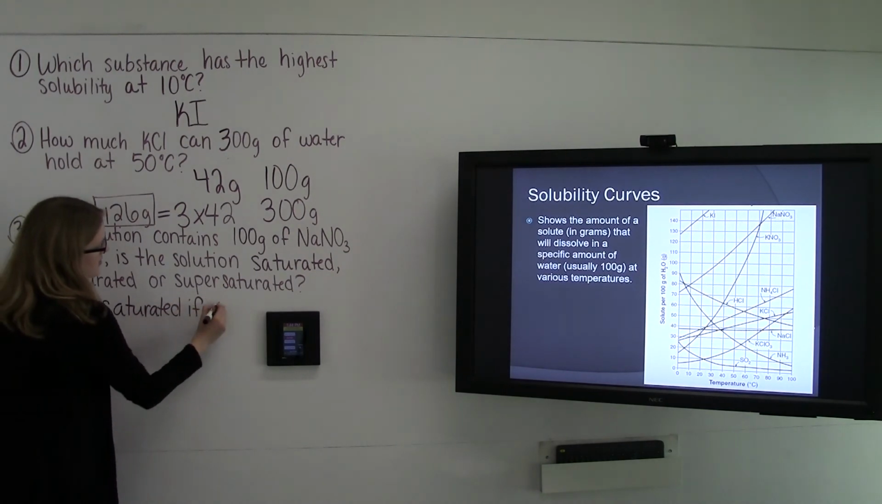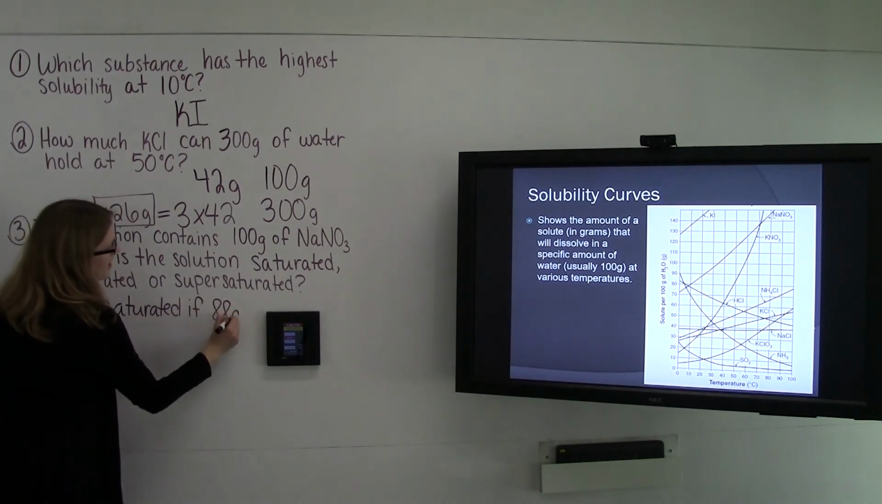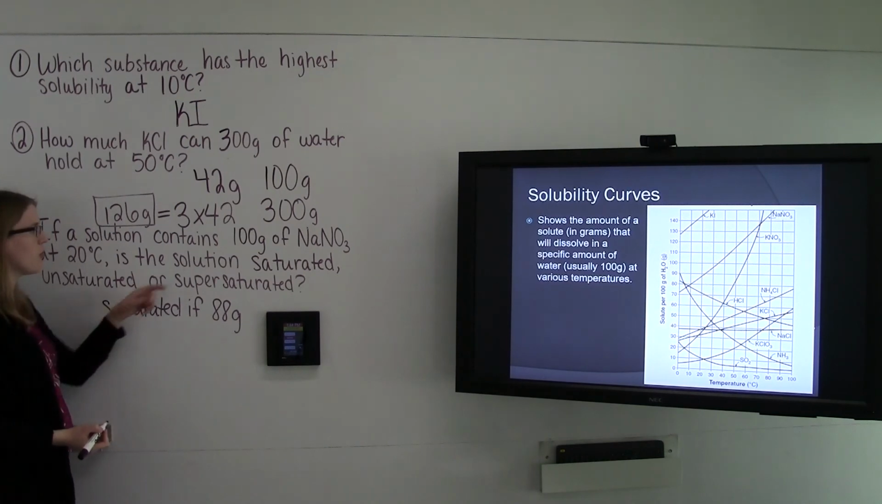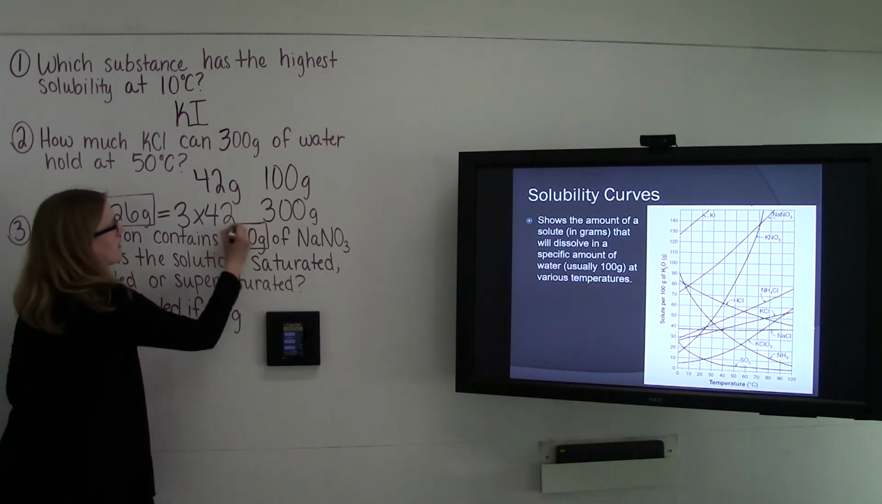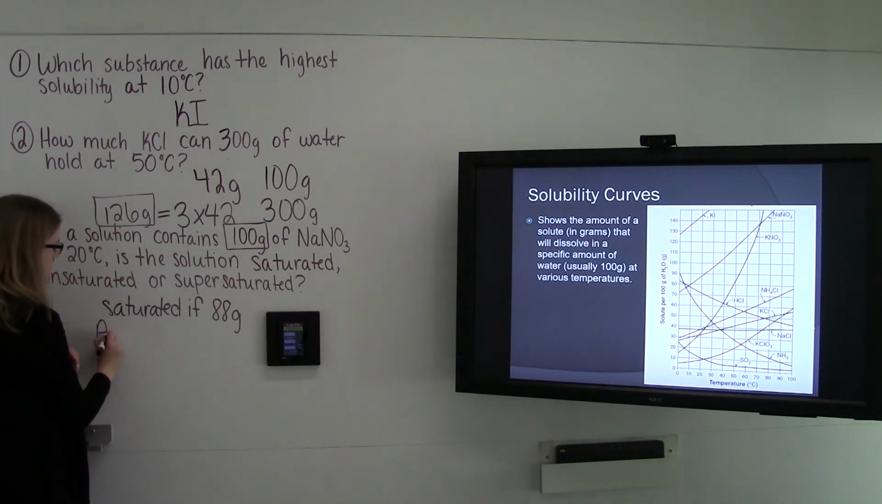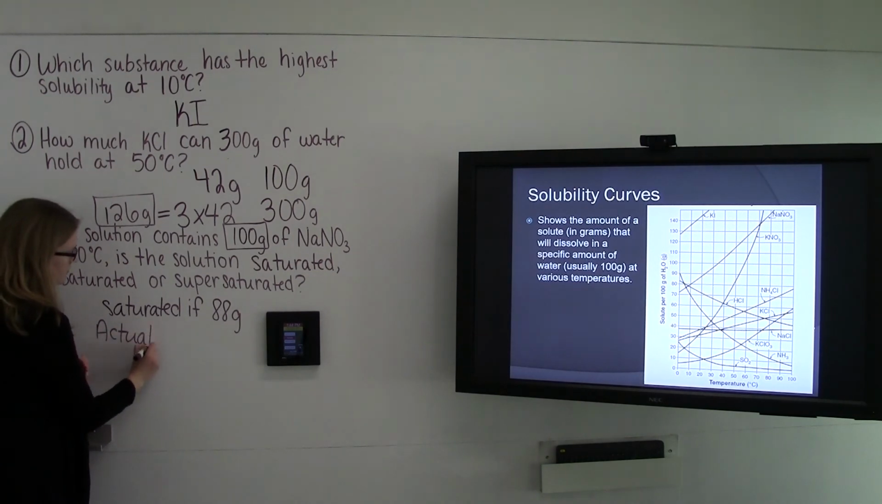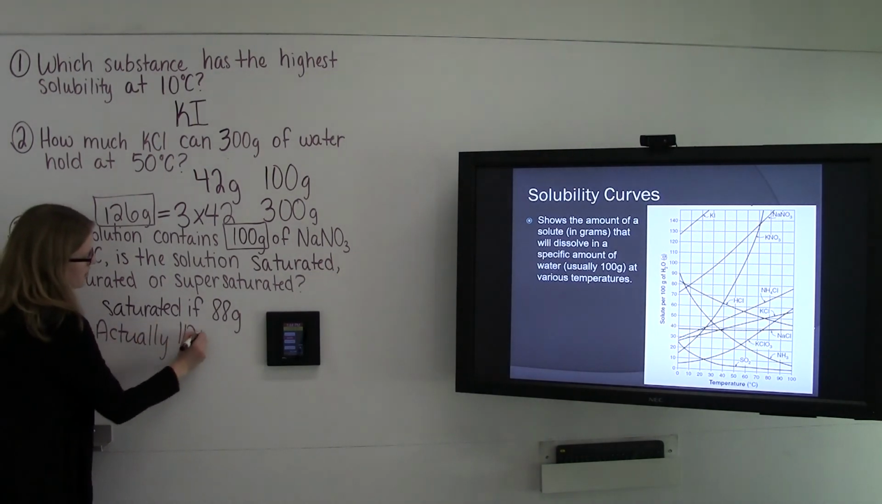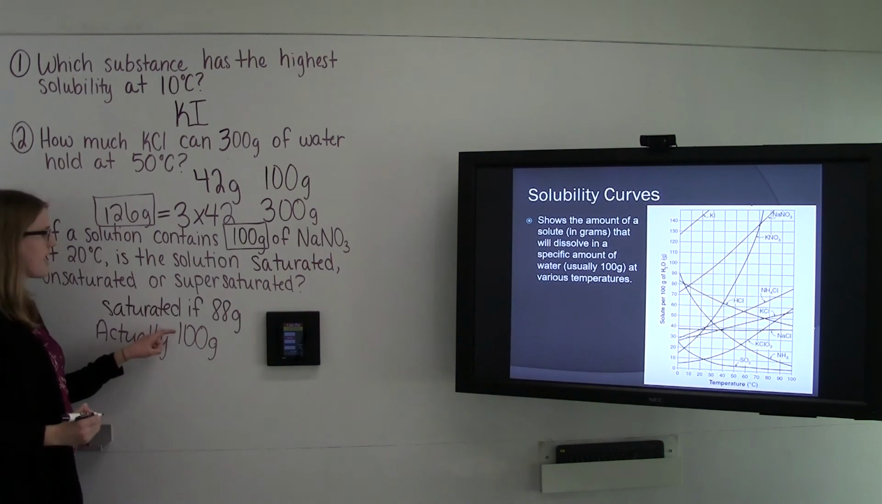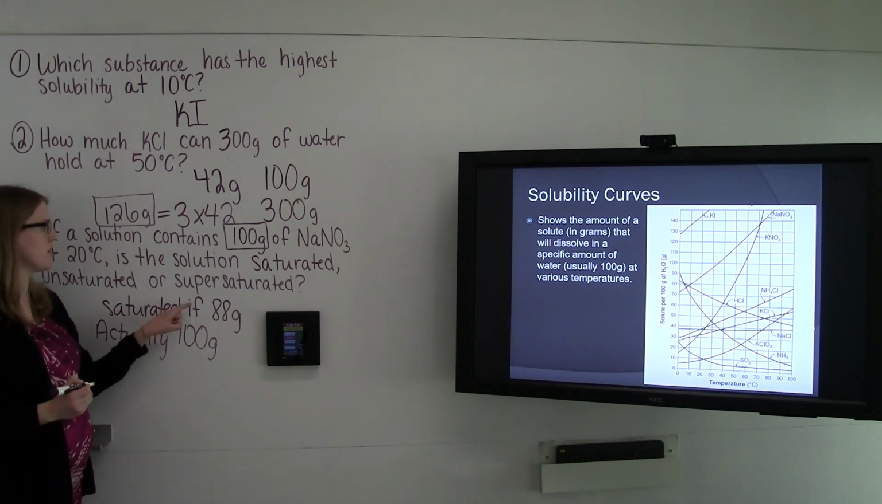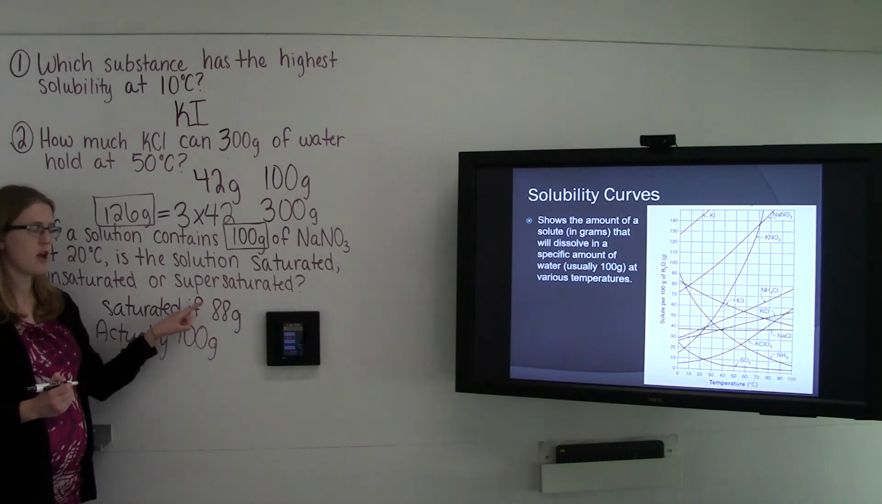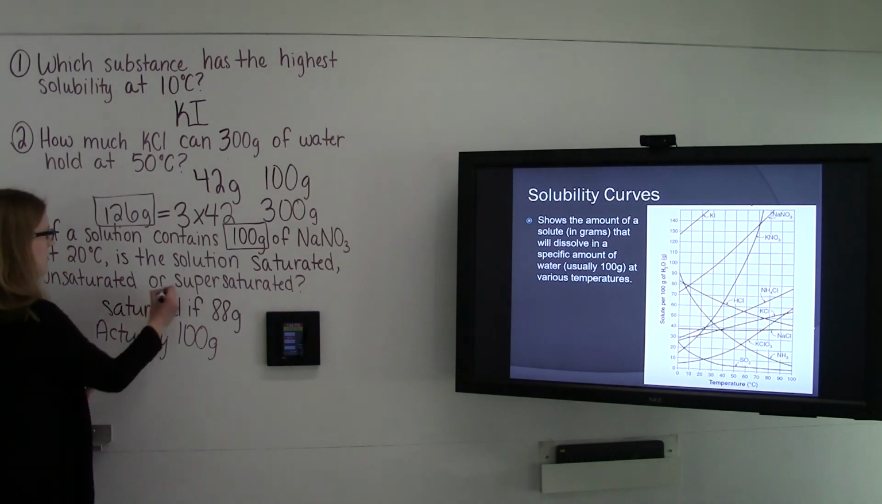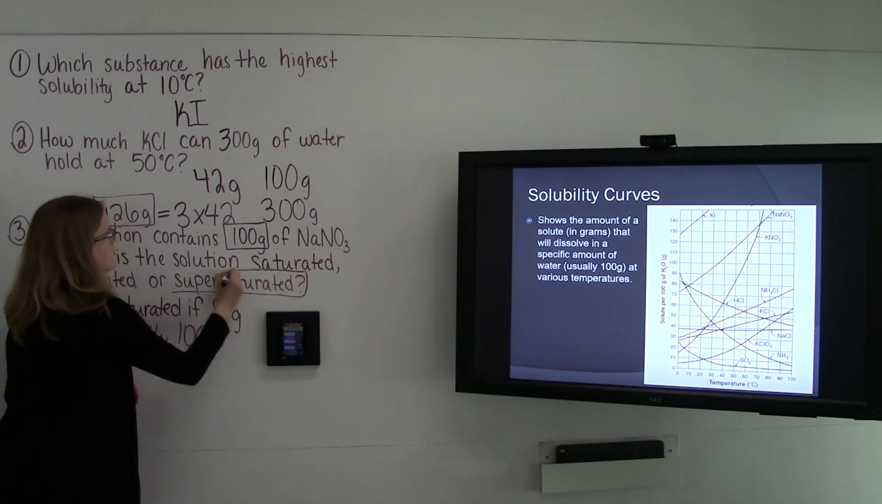Okay? It is saturated if 100 grams of water is holding 88 grams, okay? But what is it actually holding? It's actually holding 100. Do you see that there's actually more in solution than it can possibly hold? There's more here than what it should be able to hold. So our answer is supersaturated.